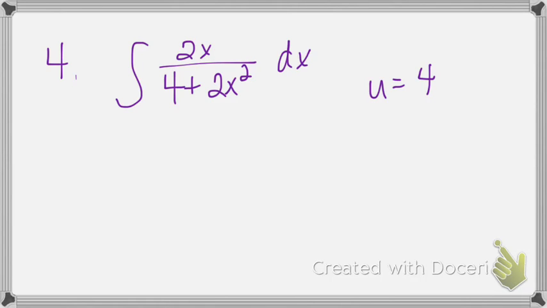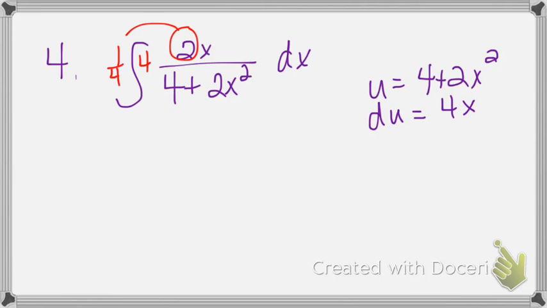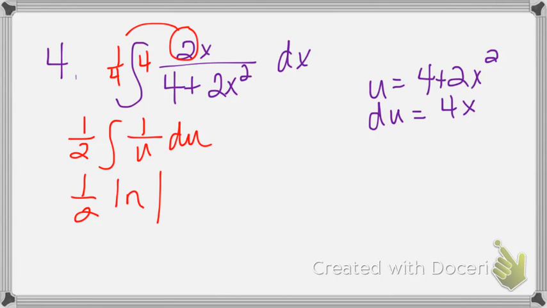So mixed in with some of the problems, there might be a u substitution problem, and I just wanted to show you so that you might recognize it. We have to have a 4x in there. We need a 4 in, which means that you need a 1/4 out. This 2, I'm going to bring it outside. So we have 1/2 integral 1 over u du, which is 1/2 ln of 4 plus 2x squared plus c.